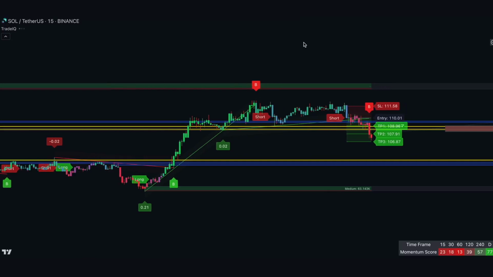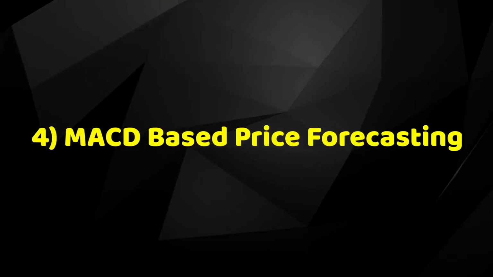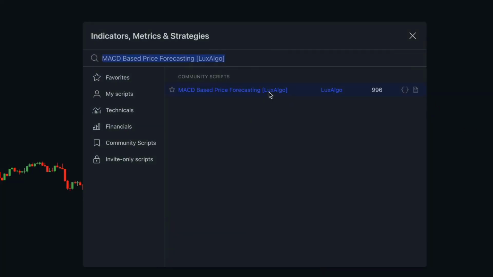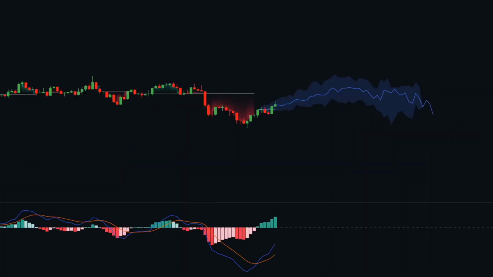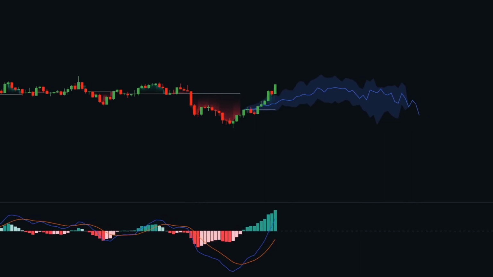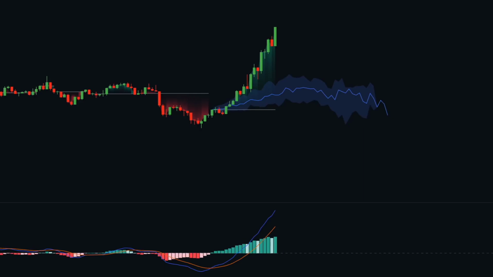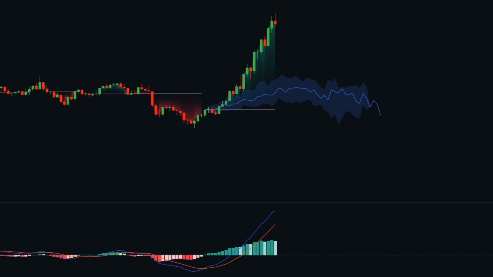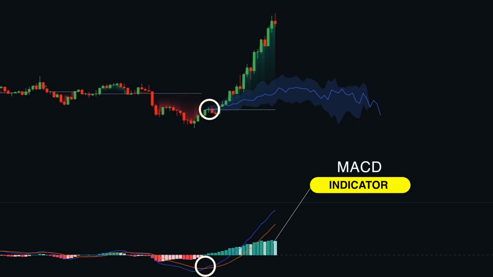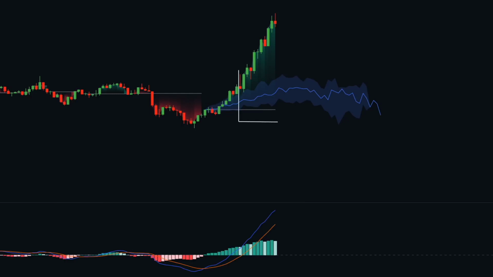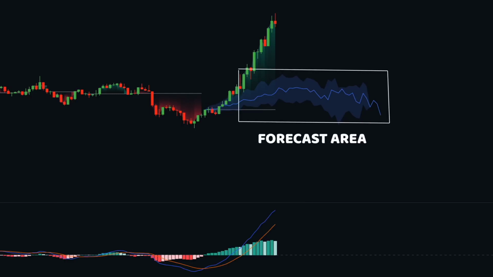All right, let's move on to the 4th indicator on my list, the MACD-based price forecasting. The MACD-based price forecasting by Lux Algo is a sophisticated indicator designed to provide you with forecasts of potential future price movements based on the moving average convergence-divergence indicator signals. This tool integrates an innovative approach to price forecasting by incorporating an area forecast, which helps in visualizing potential future price developments following a MACD signal.